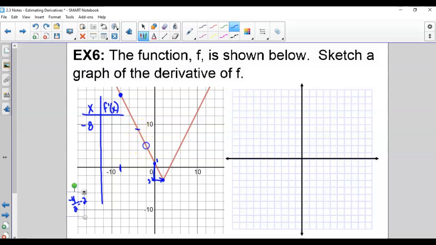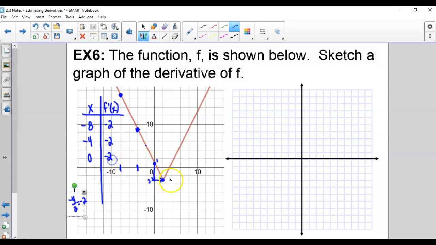Down 2 over 1. Yeah, that looks about right. So we have a slope of negative 2. And then at, yeah, maybe negative 4 here, we have the same slope because this is a straight line, so it would also be -2. And then maybe at 0, we have that same slope.